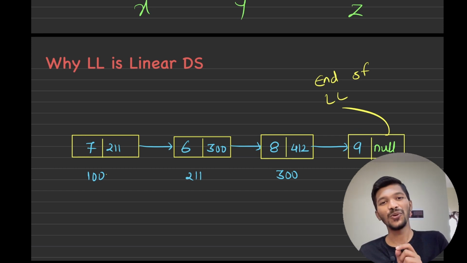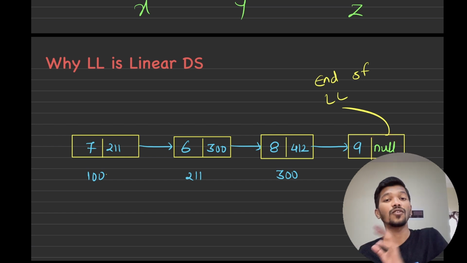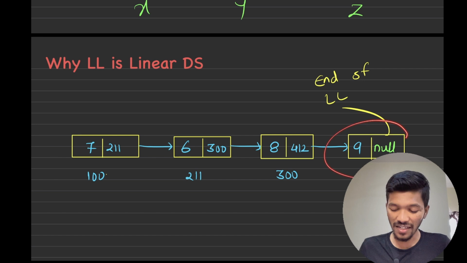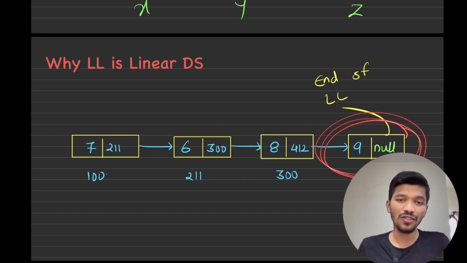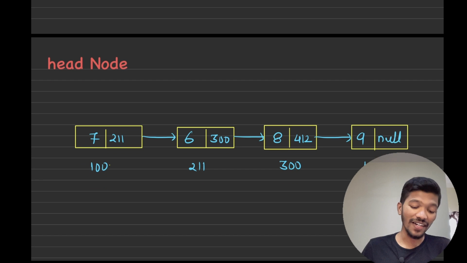The second important point to note here is that this null, which is present at the next address of my last node, see, this is my last node and this basically stores the address of the next node, but it contains a null which indicates this is the end of my linked list, right? This is the end of my linked list. Now we got a head pointer.